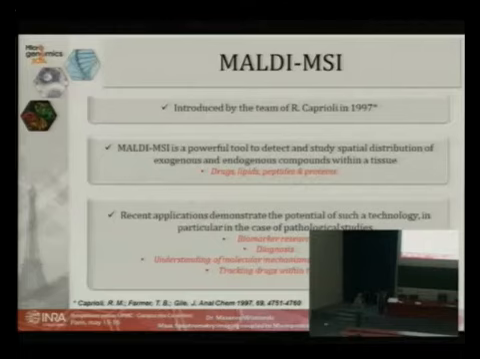It's a technique developed by the team of Richard Caprioli, and with this technique you can obtain the spatial distribution of a really large panel of compounds, exogenous or endogenous compounds, and you can use it for a lot of things, like, for example, biomarker research or diagnosis, and also to understand the molecular mechanisms involved in some diseases.